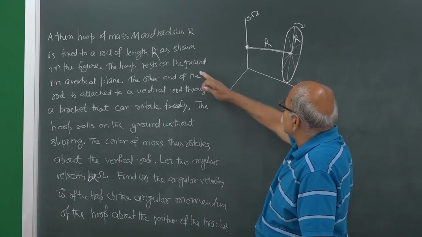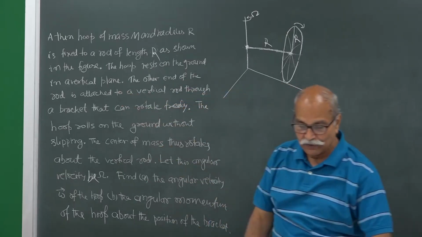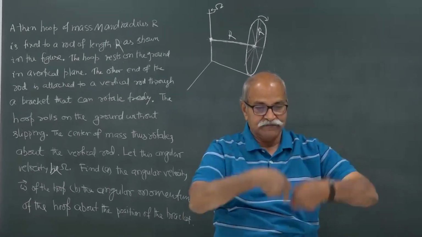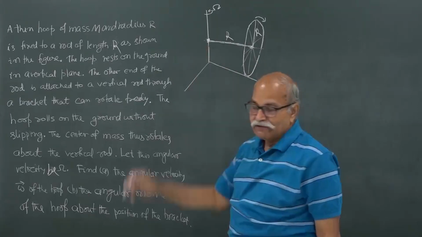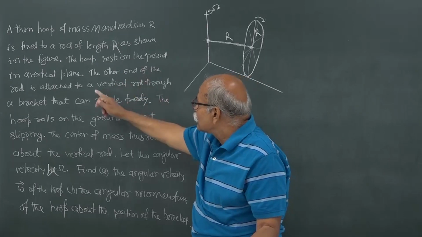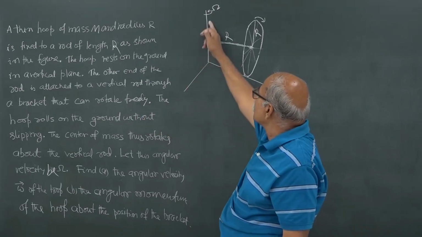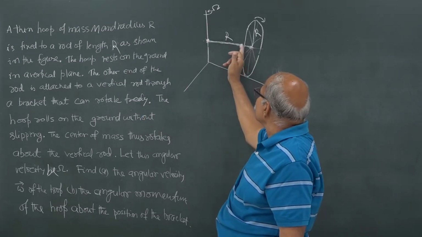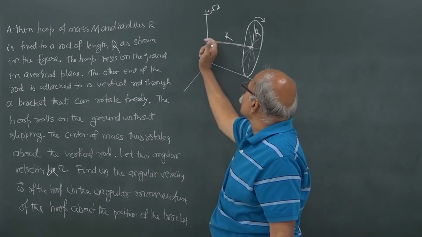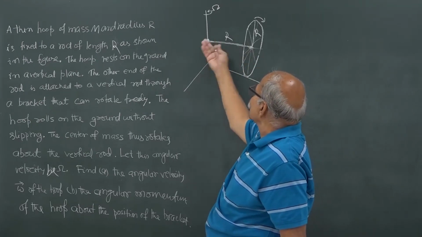The hoop rests on the ground, and in a vertical plane. So, suppose you have a hoop here and it is placed on the ground and the hoop is vertical, okay. And then this rod is there, from the center you have a rod, and the other end of the rod is attached to a vertical rod through a bracket that can rotate freely. So, here is that vertical rod, here is the bracket, and the other end of this rod is attached to this bracket, and this rod can rotate here in this bracket. This whole bracket can rotate, and therefore, this whole thing can rotate about this line.